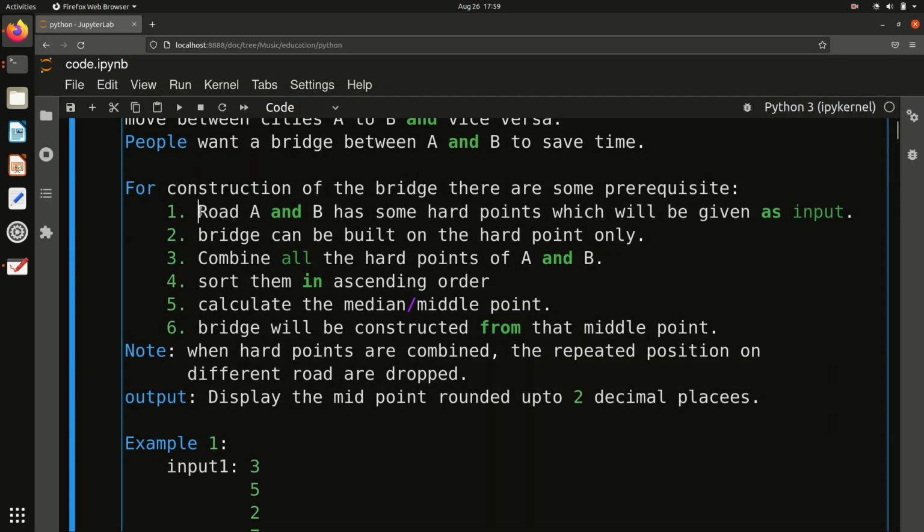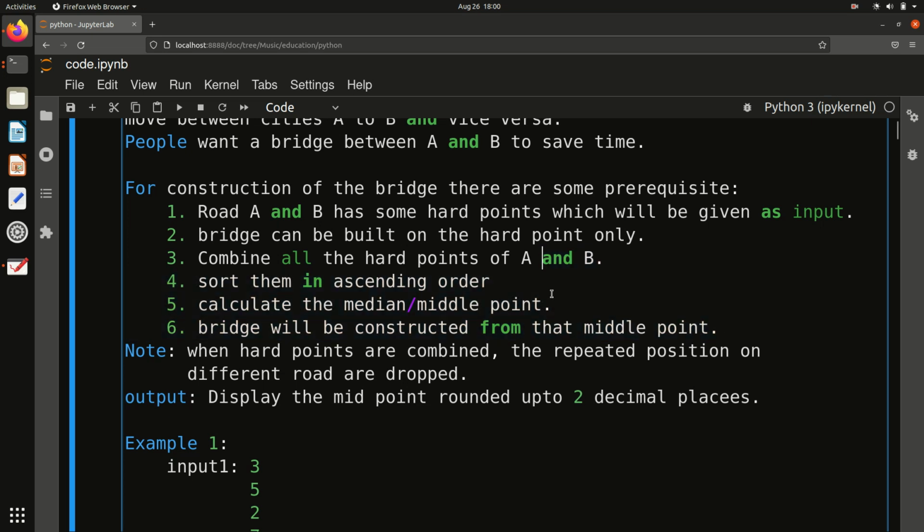The same thing is here. Road A and B have some hard points which will be given as input. The bridge can be built on a hard point only. Combine all the hard points of A and B, sort them in ascending order, and calculate the median. The bridge will be constructed from that middle point.